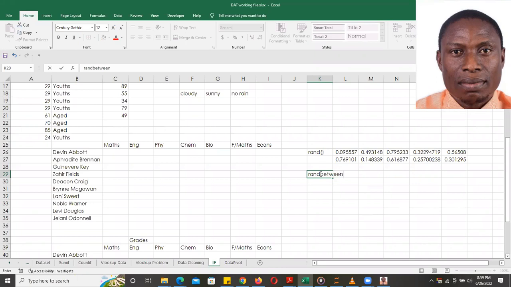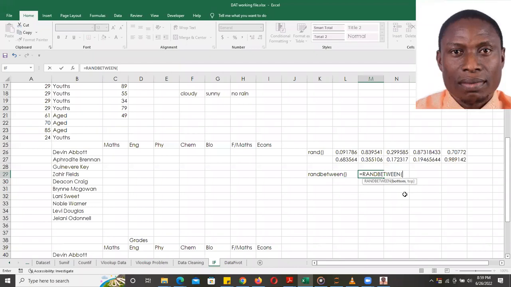So RANDBETWEEN. We want to use RANDBETWEEN. Please look at it closely. Equals RANDBETWEEN. Now, if you look at it, we have bottom and we have top. The bottom is the starting point, while the top is the end point. Bottom is the starting point.